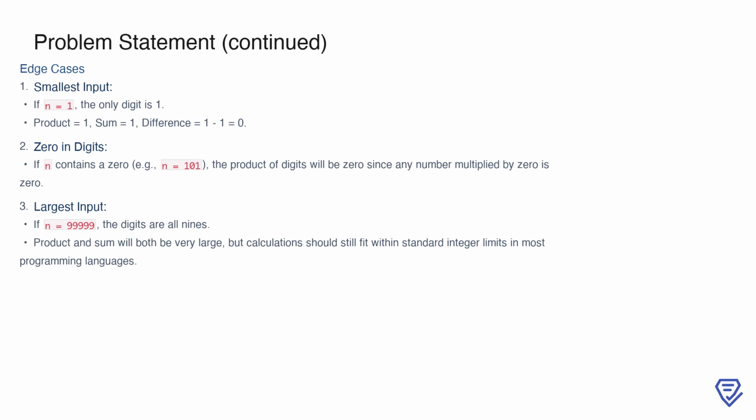Another important edge case involves numbers with a 0 in their digits, like 101. As mentioned earlier, the product becomes 0 whenever a 0 is present. Lastly, for the largest possible input, n equals 99999, where all 5 digits are 9s. Although both the product and sum will be very large, the difference can still be computed accurately within standard integer limits in most programming languages. These edge cases help ensure the solution works for all possible scenarios.